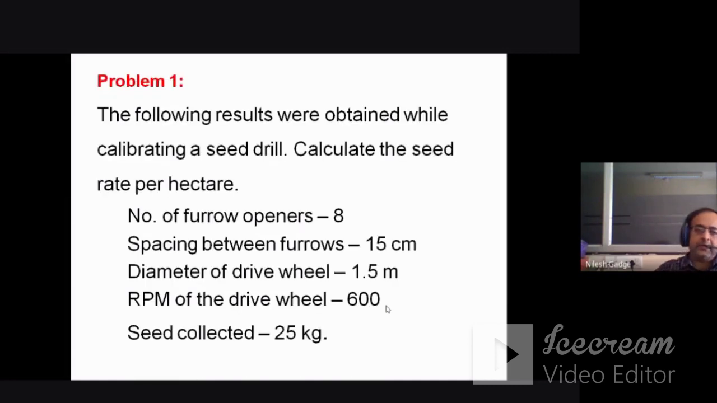Write down problem number one. The following results were obtained while calibrating a seed drill. Calculate the seed rate per hectare. So the seed rate will be per hectare.